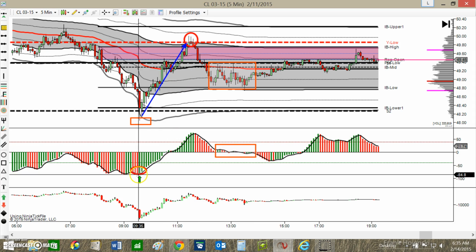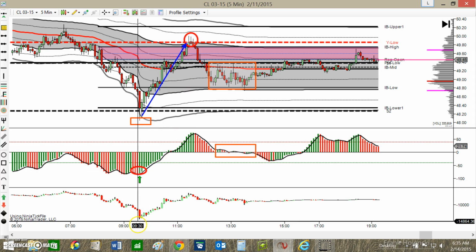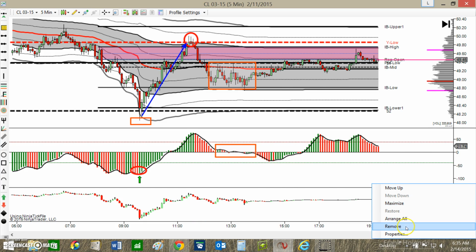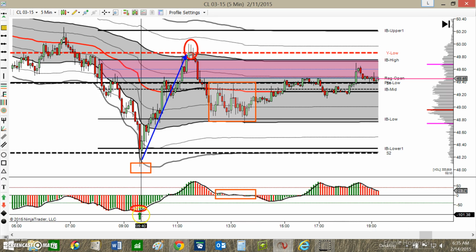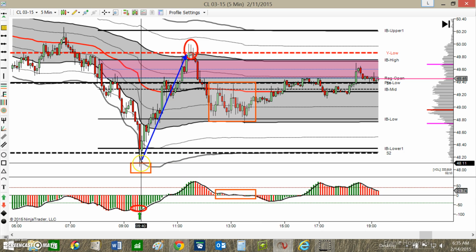I absolutely love my SMI2 indicator, and I find it much more useful than the MACD. So I usually just take the MACD off of my bar. I just wanted you to see that.